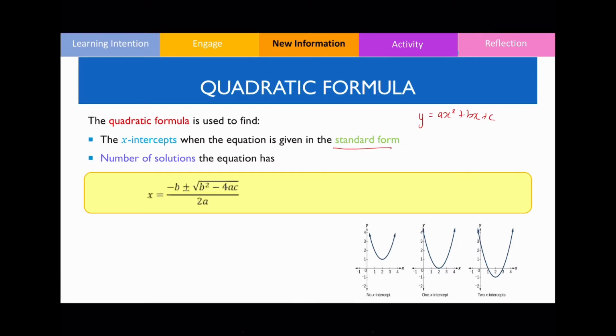This is what the quadratic formula looks like, and what the letters a, b, and c represent are just the numbers found in the quadratic equation when expressed in the standard form.